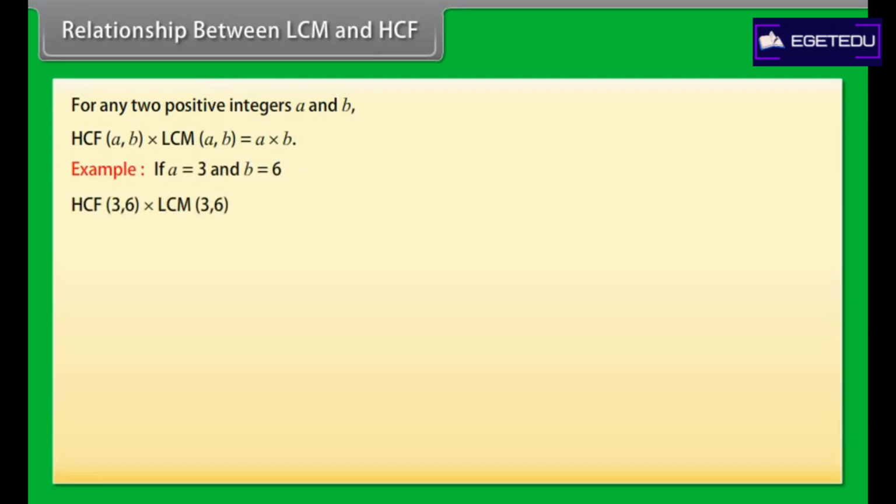Relationship between LCM and HCF. For any two positive integers a and b, HCF(a, b) × LCM(a, b) is equal to a × b. Example: if a is equal to 3 and b is equal to 6, HCF(3, 6) × LCM(3, 6) is equal to 3 × 6, which equals 18.